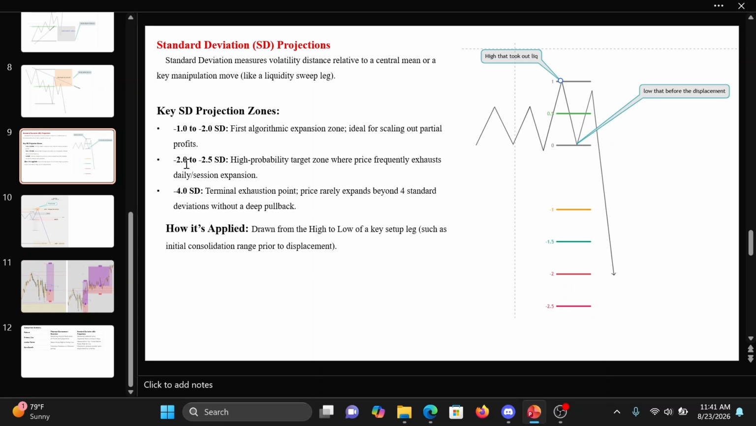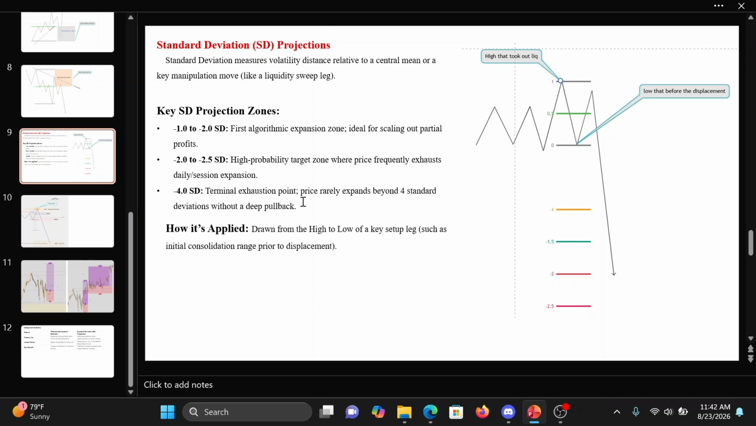All right. -2 to -2.5 is a high probability target zone where price frequently exhausts the daily expansion. So if we were in a daily range, we could expect price may start getting exhausted at -2 or -2.5. Before you reach -2.5, you should only hold maybe a runner, once you have taken the majority of the profits off the table, like 20% left in the trade.